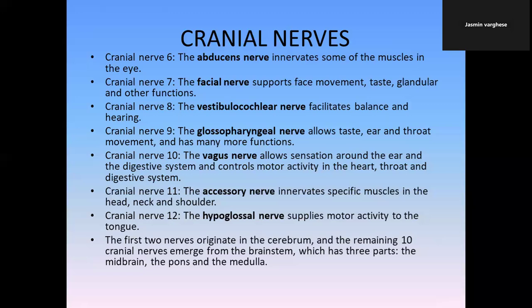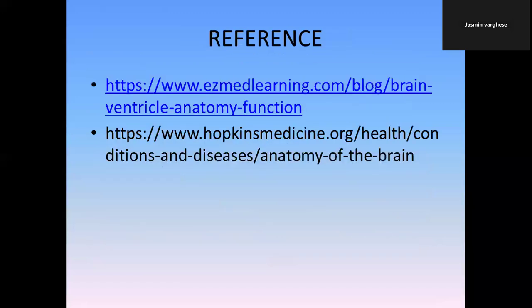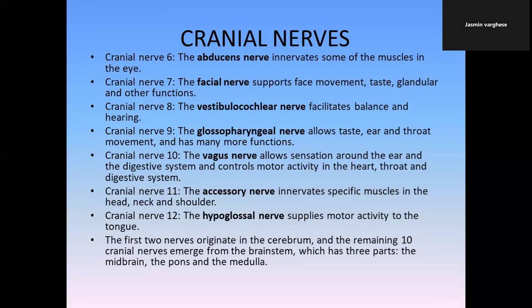The first 2 nerves originate in the cerebrum, and the remaining 10 cranial nerves emerge from the brainstem, which has 3 parts, as I said: midbrain, pons, and medulla. So this is the anatomy and physiology of the brain in a general way. If we go deeper, there are a lot of things to study. So this is a brief description of the anatomy and physiology of the brain.